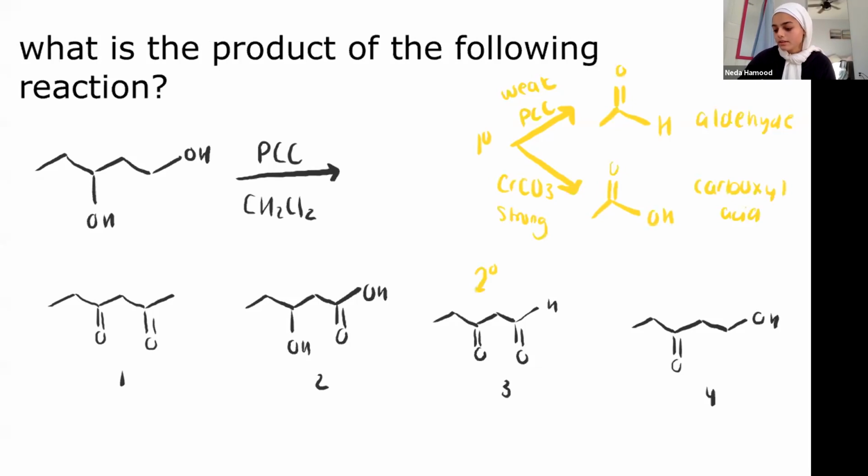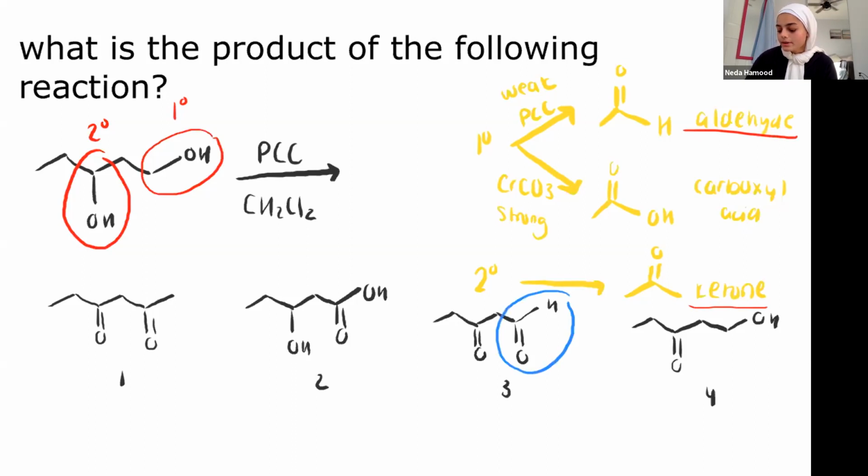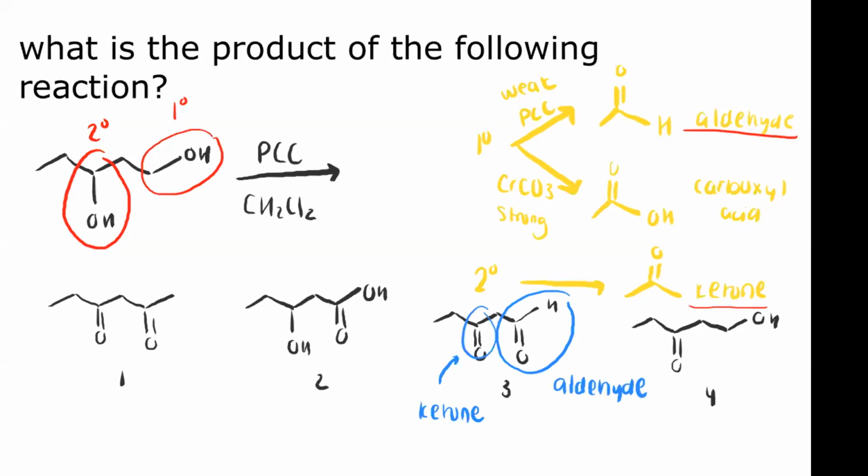And if you have a 2-degree alcohol, then you get a ketone. So over here, we are dealing with a 2-degree alcohol, and over here, we have a primary alcohol. Our primary alcohol is with PCC, so we're going to get an aldehyde. Secondary, we're going to get a ketone. So let's look for our answer. In number 3, we have our aldehyde and we have our ketone. Is everybody good with that? Yep. Ready to move on?